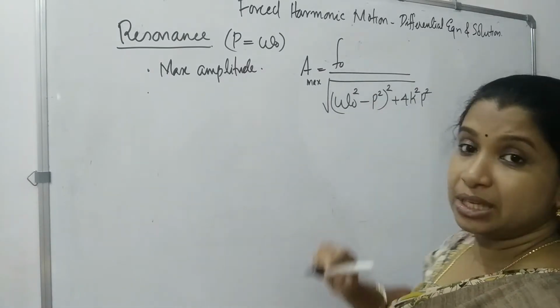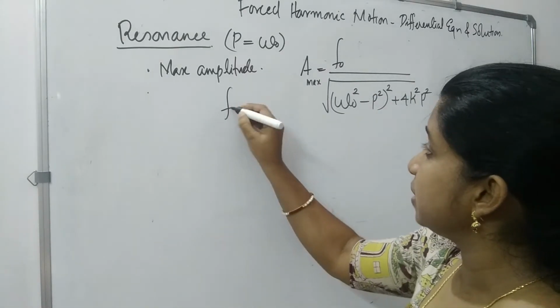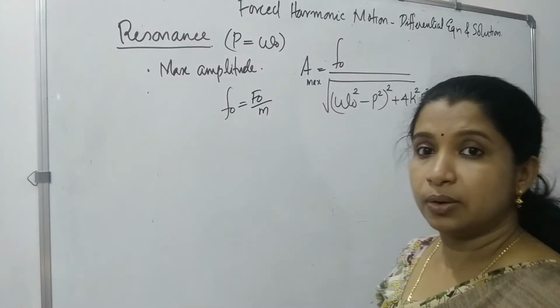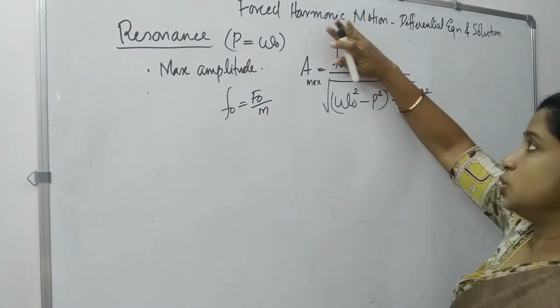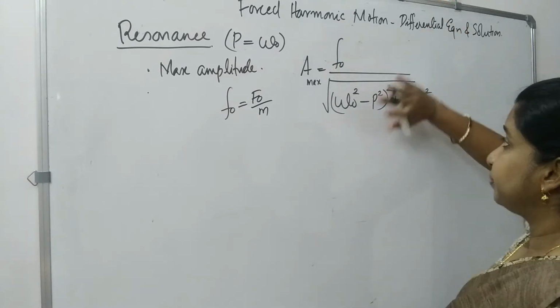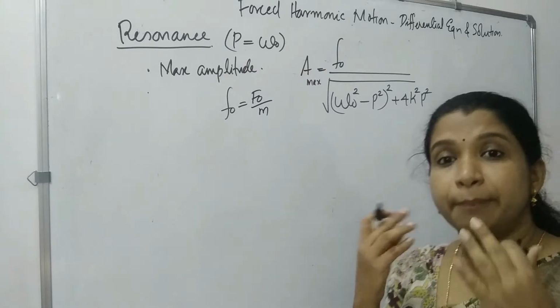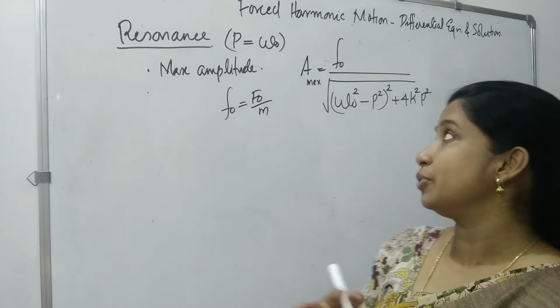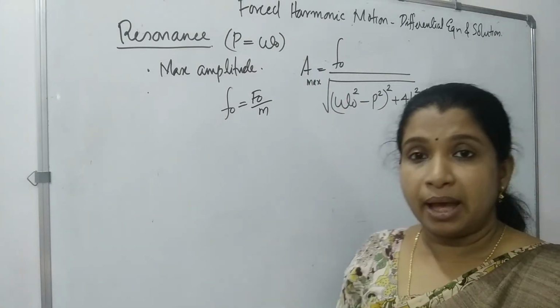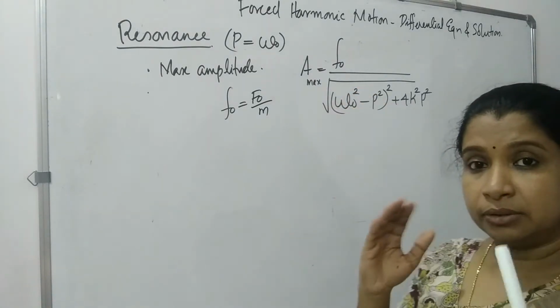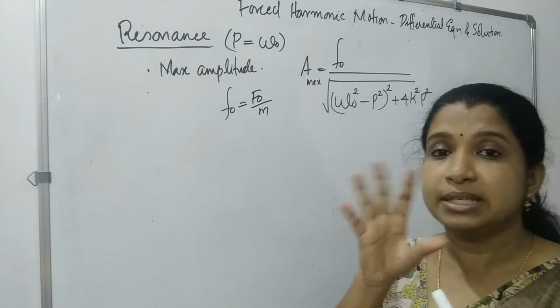But we know f0. What is f0? f0 is equal to F0 by m. This is a constant. So there is no change for this f0. Then the denominator should possess minimum value. That is the condition for maximum amplitude. Here, what is the minimum value of this quantity? Minimum value means it is equal to 0.